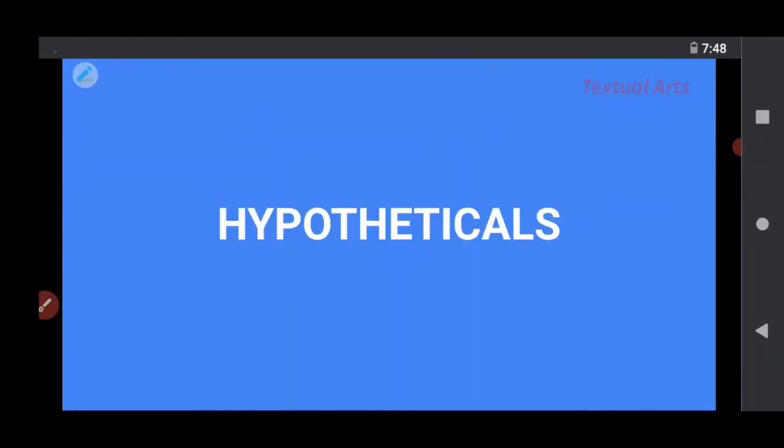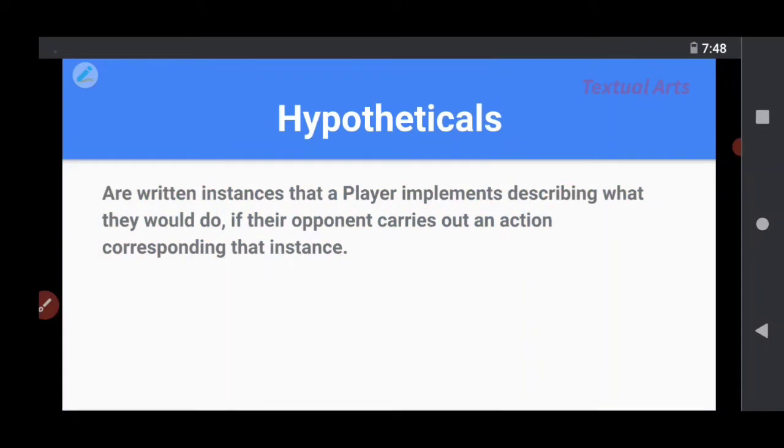So the next one we're going to talk about is hypotheticals. Now, everybody has an idea of what hypotheticals are. Hypotheticals are pretty much written instances that a player implements, describing what they would do if their opponent carries out an action corresponding to that instance.